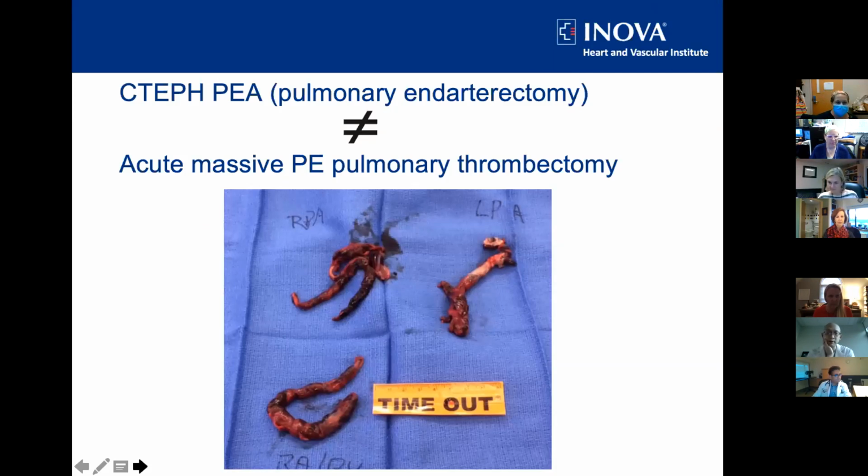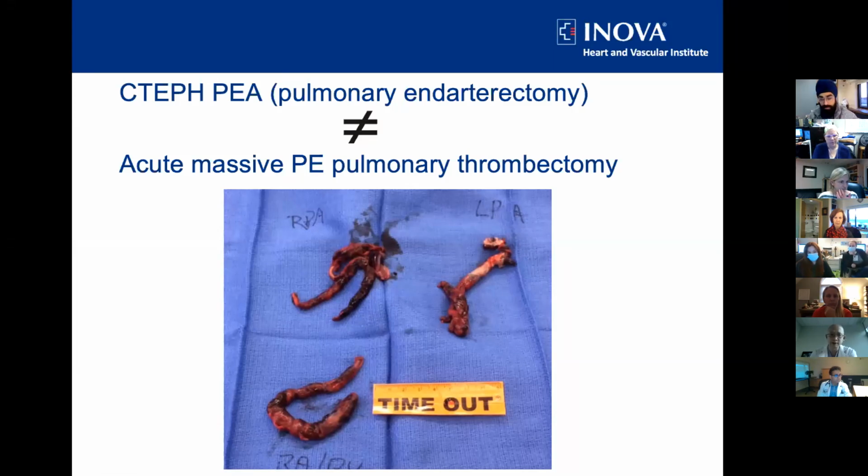The surgery, I think sometimes people get a little bit confused about what the thromboendarterectomy is and how it's different because of its overlap with acute pulmonary embolectomy. Even though both the disease processes and the actual surgical procedures are similar, they are quite different. Endarterectomy really means that you're scraping the endothelium to clean out the blood vessels, which is very different than the thrombectomy we see in folks with a massive PE, where you just reach in and pluck it out.